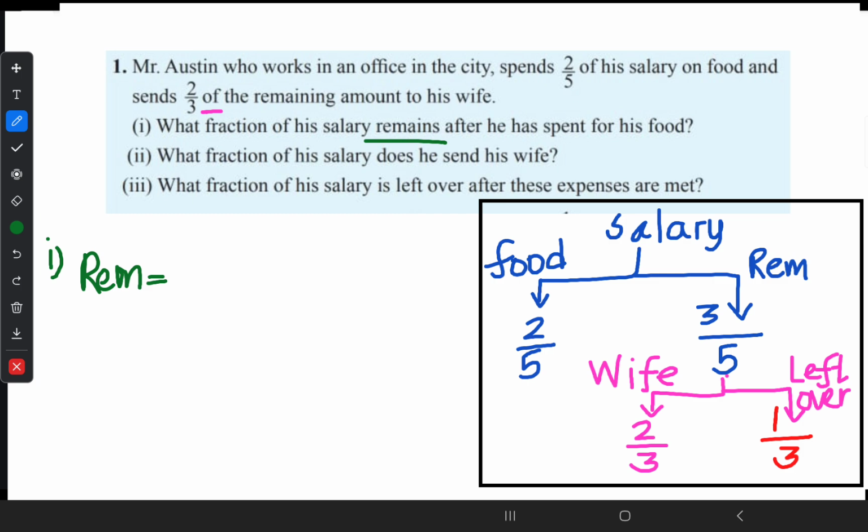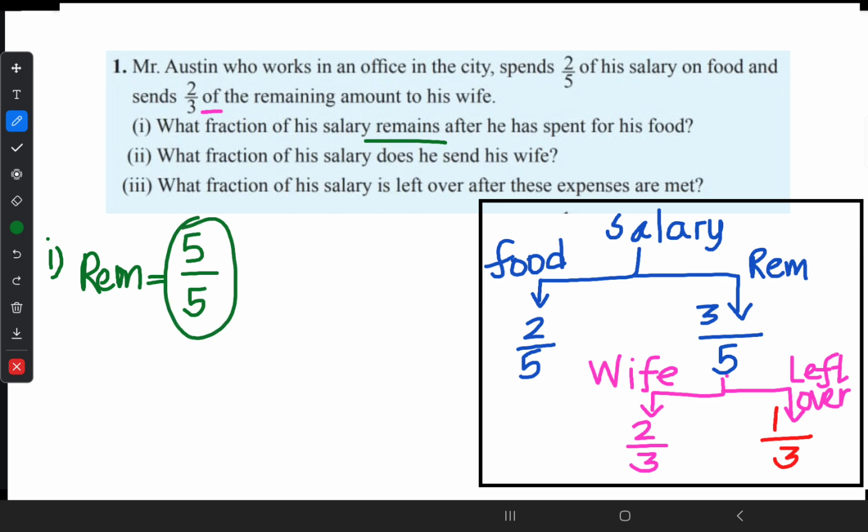Okay, from the total salary, directly he spent 2/5 on his food. I told you that by looking at the denominator, we can get the full fraction. We don't know the amount of salary he is obtaining, but we know in fraction that is the full fraction. According to the denominator, the full fraction would be 5 over 5.